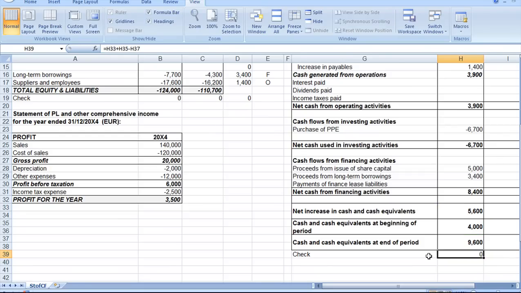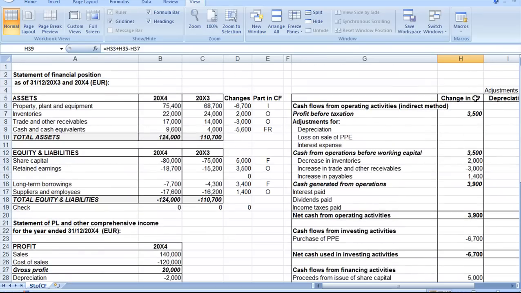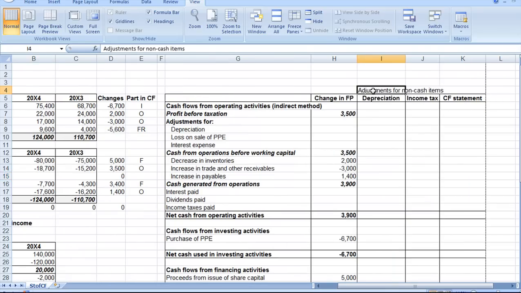If you follow these steps and assign all changes in the balance sheet to the individual lines in the statement of cash flows and your final check is okay, you're on the best way to complete the statement of cash flows correctly and without headache. Now, we have to make some adjustments. Well, what kind of adjustments?